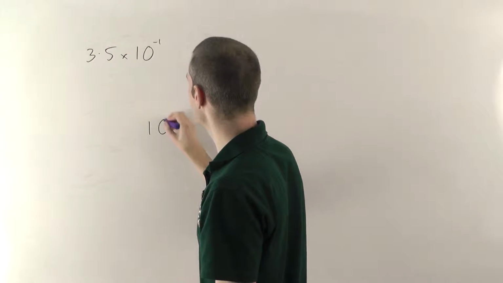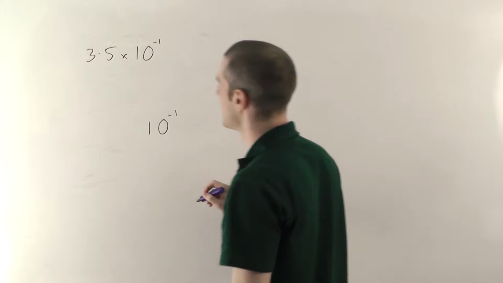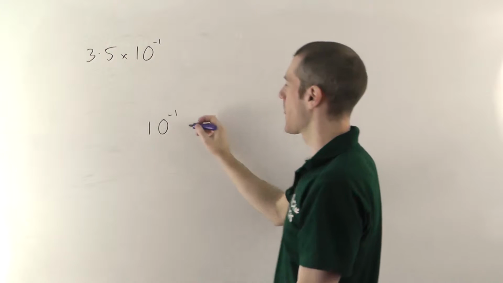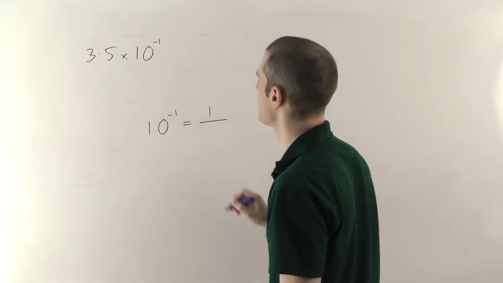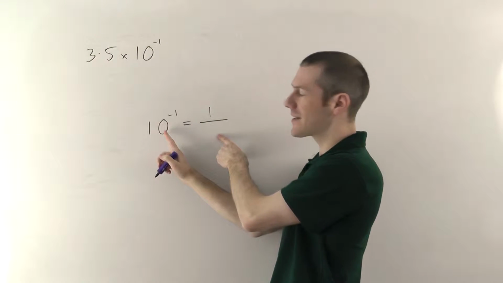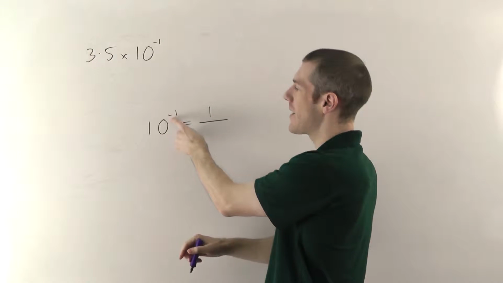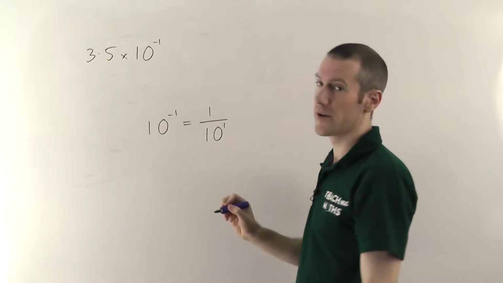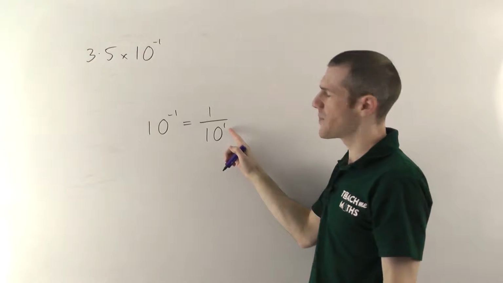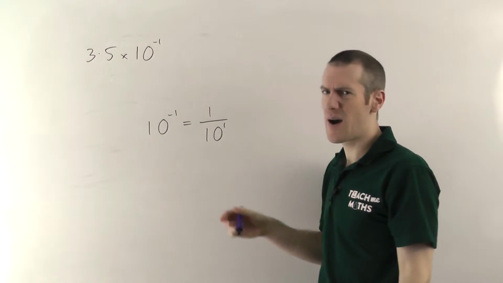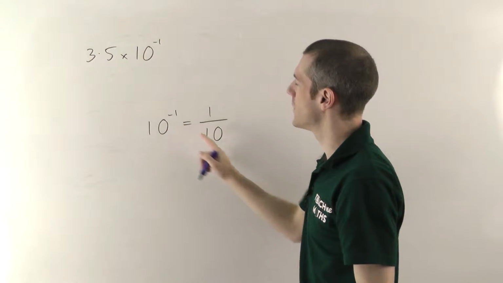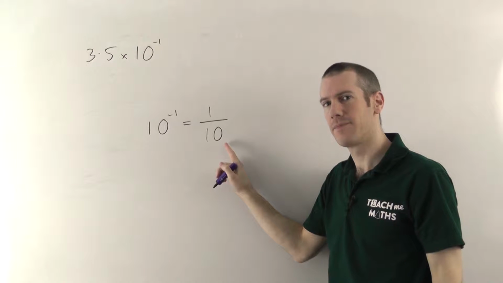So, if something has a negative power, the way I remember it is you think 1 over the positive. It's always 1 over, and the thing on the bottom is going to be exactly the same as what you started with, except the power becomes positive. So it's 1 over 10 to the power 1. Well, 1 over 10 to the power 1 is just 1 over 10 actually, because the power 1 doesn't really do anything here. So 10 to the power minus 1 is actually a tenth.